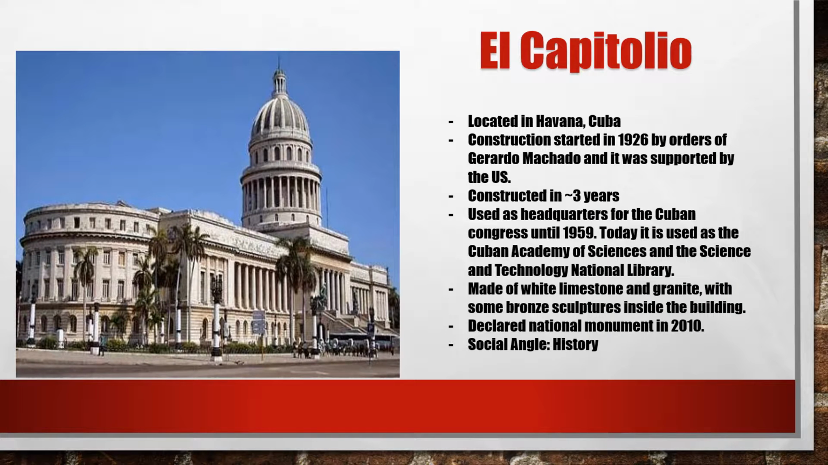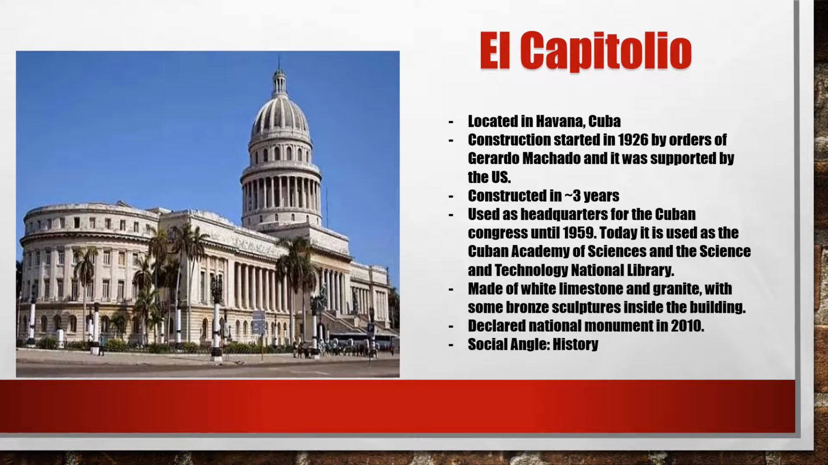The first artwork that I chose is El Capitolio. It is located in Havana, Cuba, and its construction started in 1926 by orders of Gerardo Machado. It was supported by the US government. It was constructed in about 3 years, and it is very similar to the one in Washington, D.C., but this one is a meter higher, a meter wider, and a meter longer, as well as much more rich in detail.